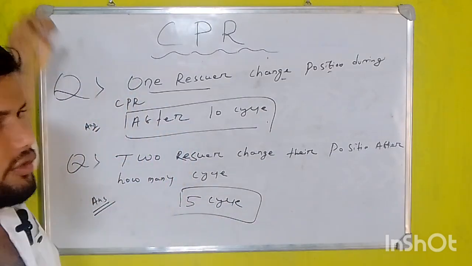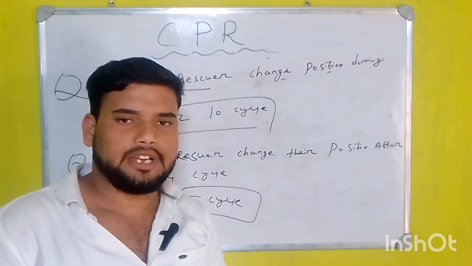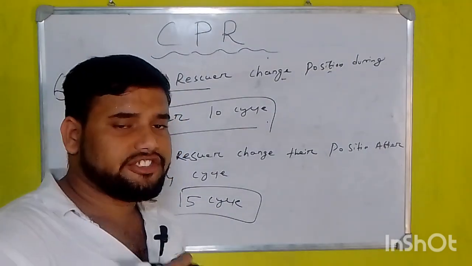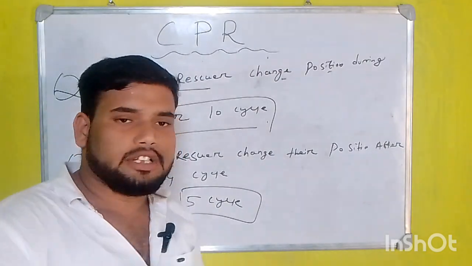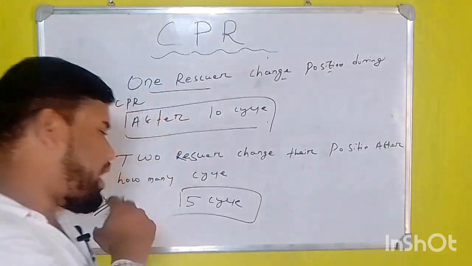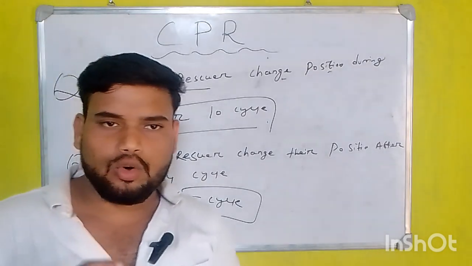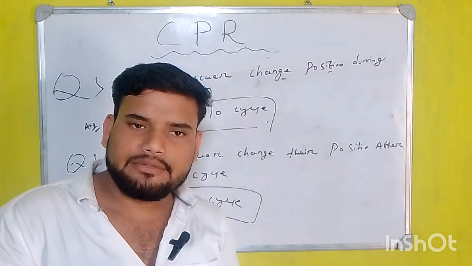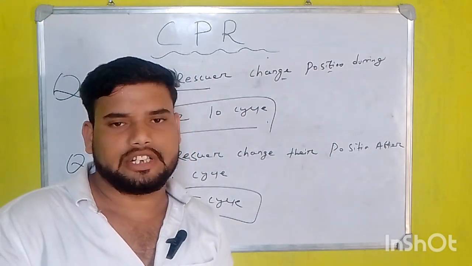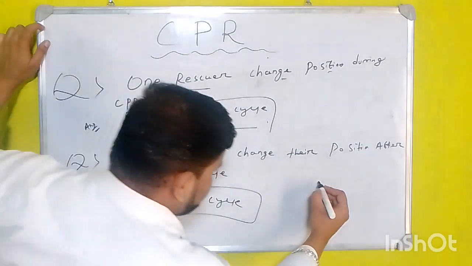If two rescuers at a time are giving CPR, then they change their positions after 5 cycles. This is a very important question.